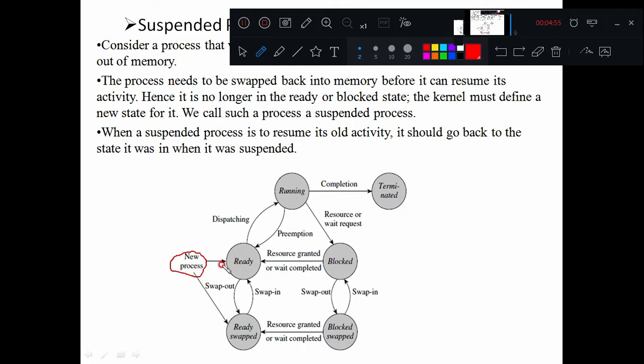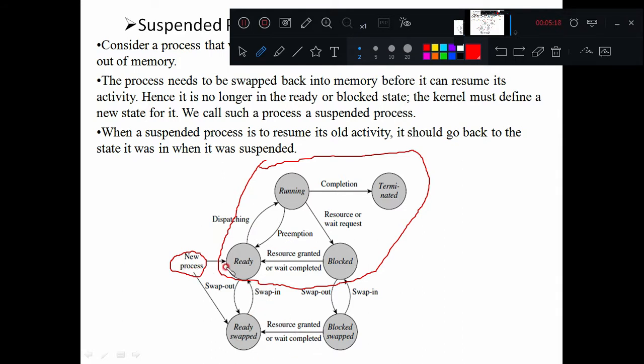So once a new process comes into a ready state, right? These four states I have already explained in the previous class. I only have to explain these two processes. Let me revise the same thing that I discussed in the last class, and after that we will go to ready swapped and blocked swapped.